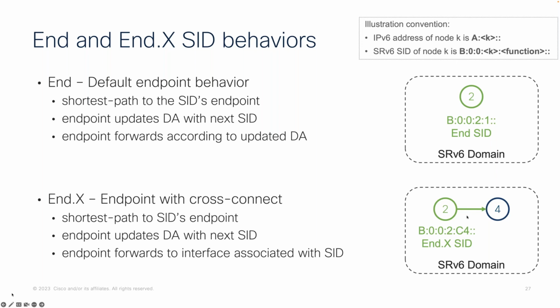It could be anything. But locally, that value C4 or whatever else it is is associated with the End.X SID, which is going to update the destination address when it's processed with the next SID in the segment list, and then it's going to forward via the associated interface for C4. Right. So this is the adjacency SID in MPLS. It's formally defined as an End.X SID for SRv6.